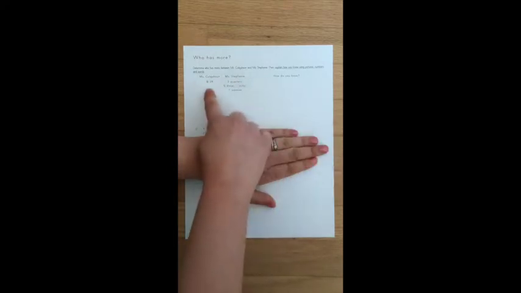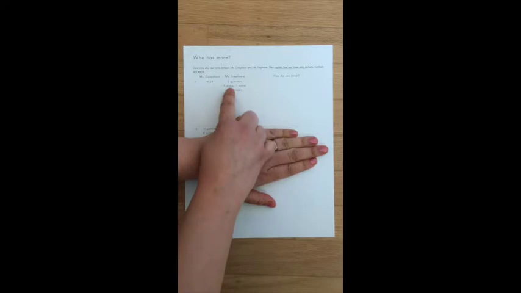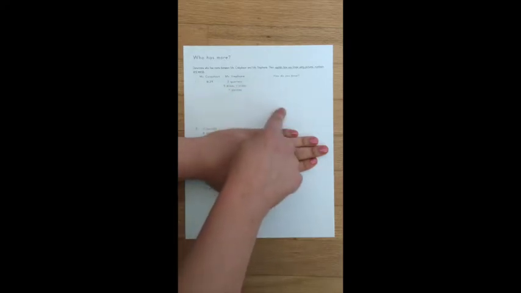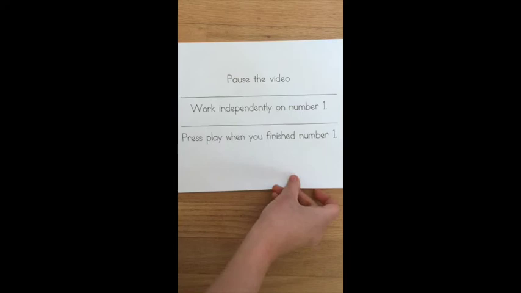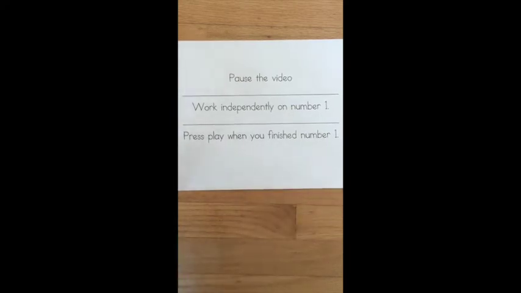Here's number 1. Miss Cahoon has $1.39. Miss Stephanie has 3 quarters, 5 dimes, 1 nickel, 4 pennies. Who has more money and how do you know? Okay, so working on number 1, solving independently. Pause the video, work independently, and press play when you finish number 1.